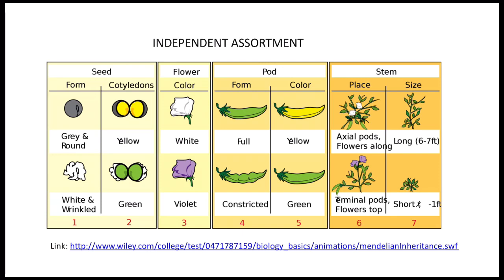Flower color, white versus purple or violet. The pod shape could be full and really puffy, or constricted, meaning that you can kind of see the shape of the peas inside. The color of the pod could be yellow versus green. He also looked into things like placement of the flowers and pods on the plant, as well as the size of the plant, so how tall it was. These were all different traits that Mendel considered within his garden.